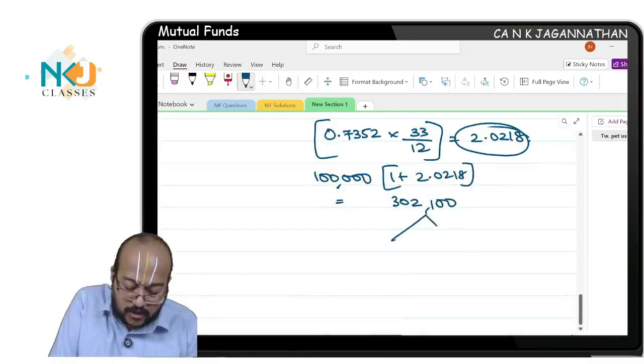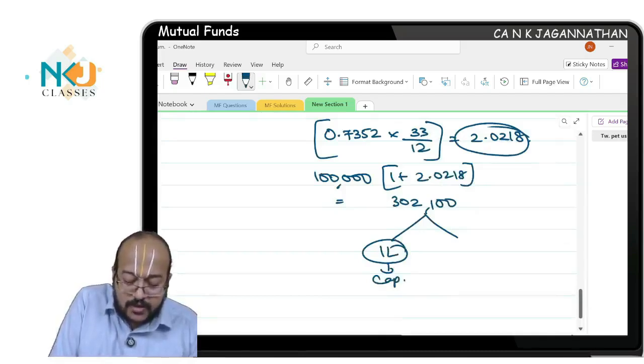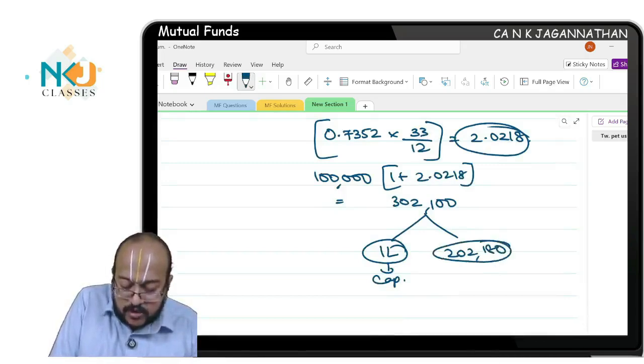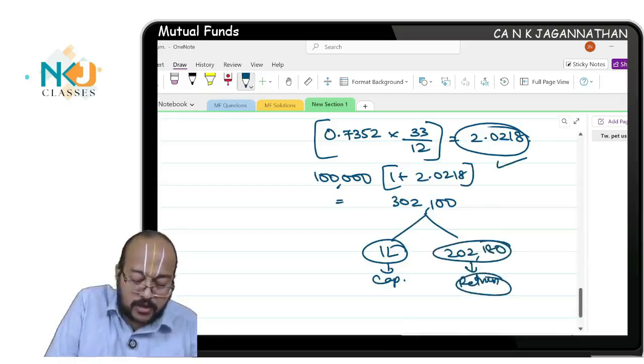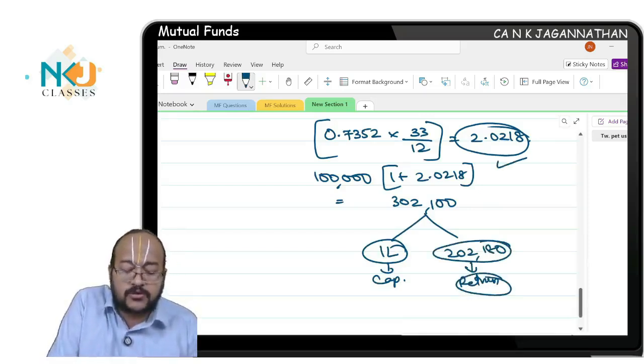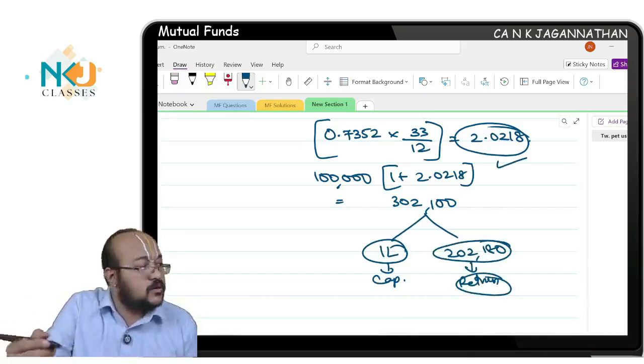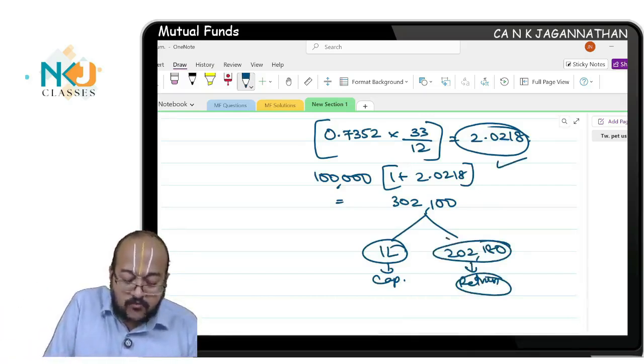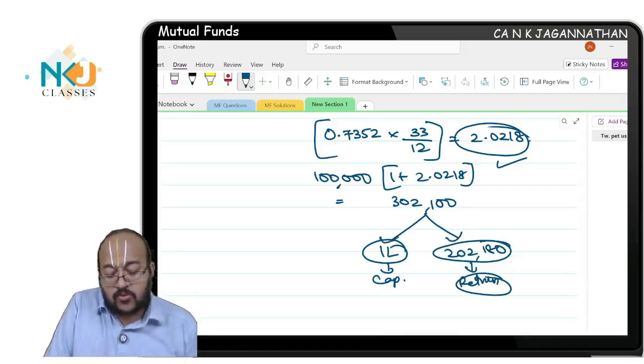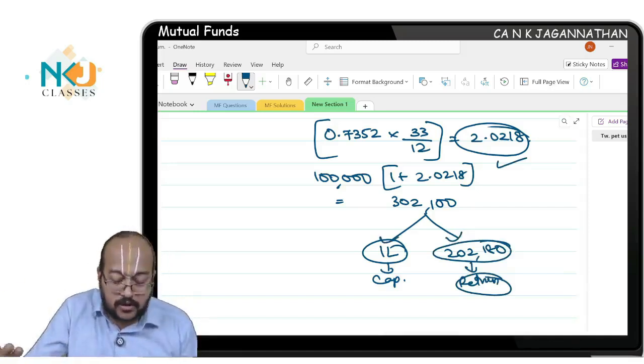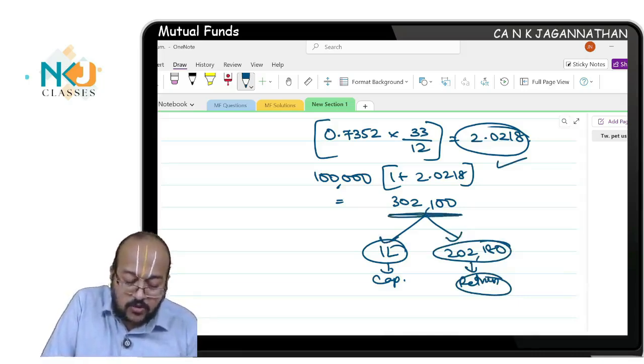This 3,02,180 has two components: 1 lakh capital component, the initial investment, and 2,02,180, which represents the return portion. We just computed this, 2.0218 is nothing but 202.18 percent. So 1 lakh is the initial amount, 2,02,180 is the return, and the total comes to 3,02,180.